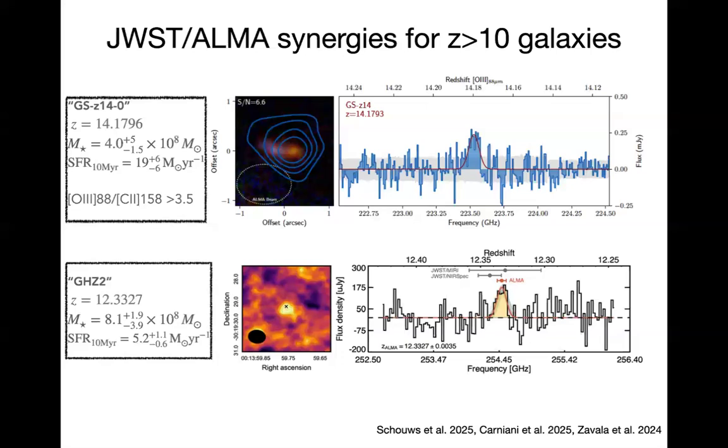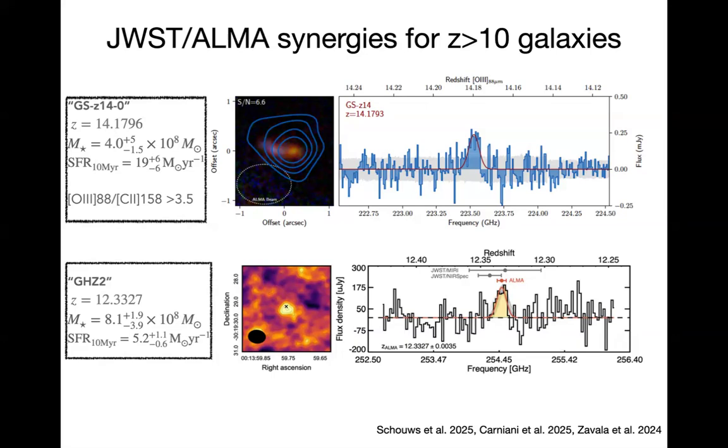For this one there is now the NIRSpec data, so we know the redshift perfectly, and the stellar mass, I wouldn't say perfectly, but we know it's around 10 to the 8. The star formation rate is around 19. And they have O3 emission, but they also went for C2 emission and didn't detect anything, so they put an upper limit. So they find very high O3 over C2 line ratios for this galaxy.